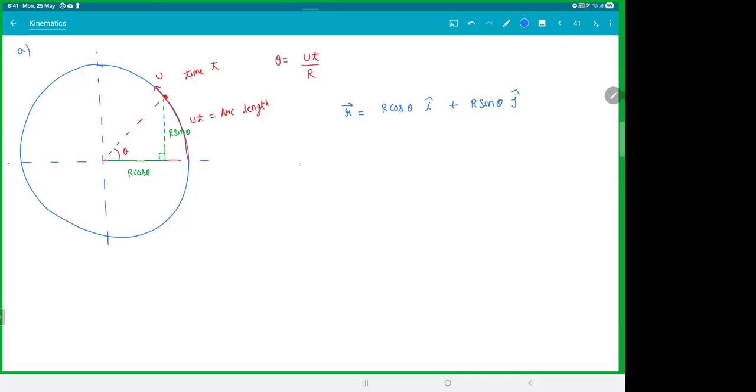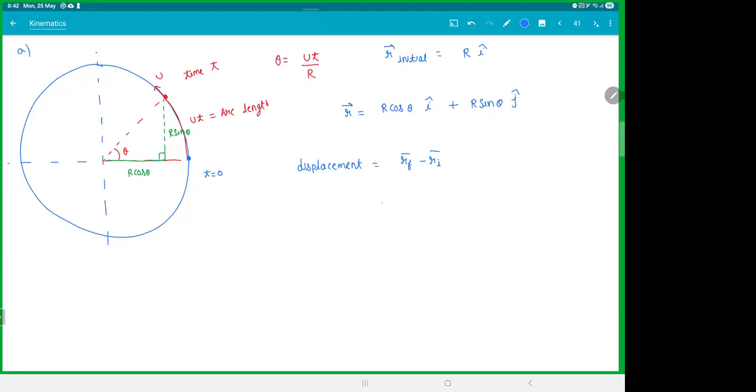For average velocity, we need displacement. What is displacement? R final minus R initial. R final is this guy at time t. And what is R initial? R initial is nothing but when theta is 0, R initial is simply R i cap. Isn't it? Because initially the particle is here, t is equal to 0 on the x-axis. That is simply R i cap.